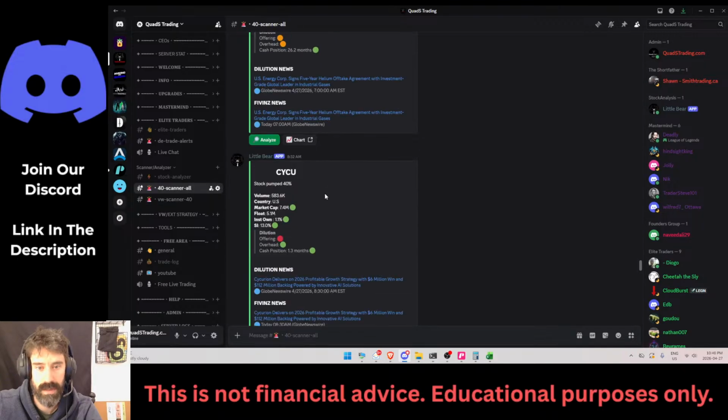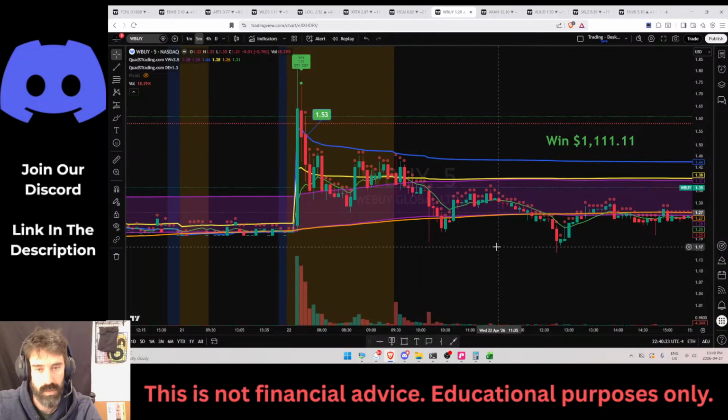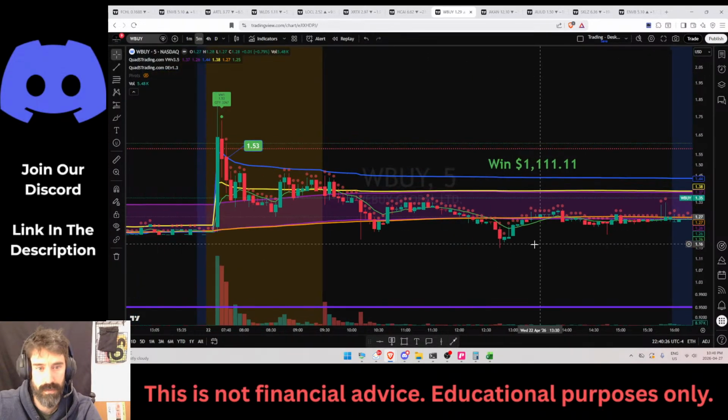It will actually look something like this. If they're both red, we put double reds, means big red flag, no dilution. So we keep things super simple for you guys.